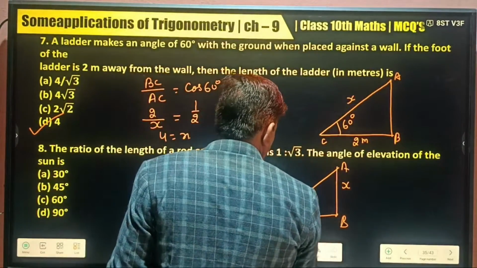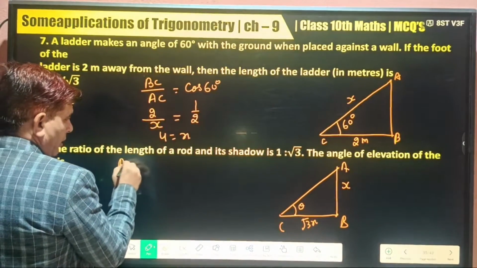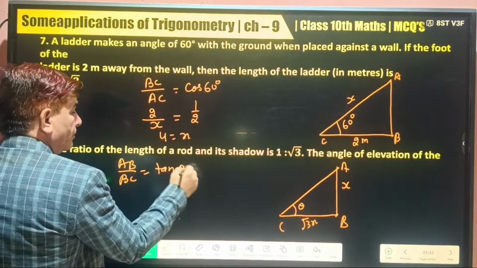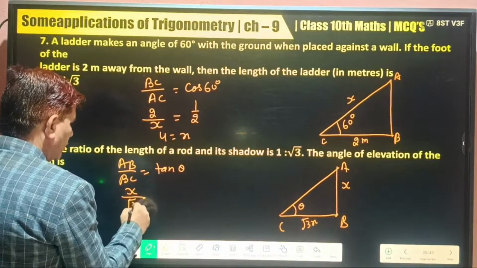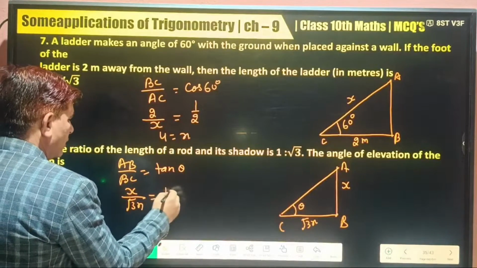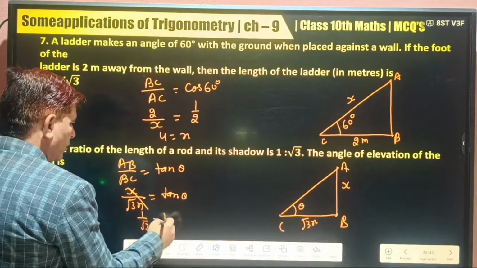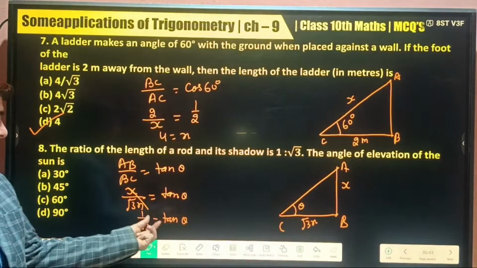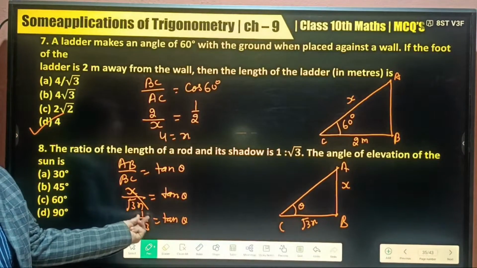A, B, C, perpendicular by base. So AB by BC is equal to tangent theta. AB is x, and BC is under root 3 x, so that is equal to tangent theta. Cancel out, so 1 by under root 3 equals tangent theta. So at what degree? What's the value of theta where it becomes 1 by under root 3?